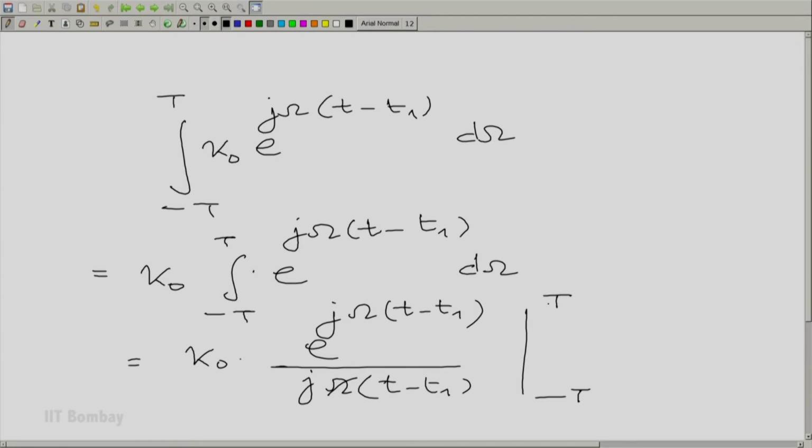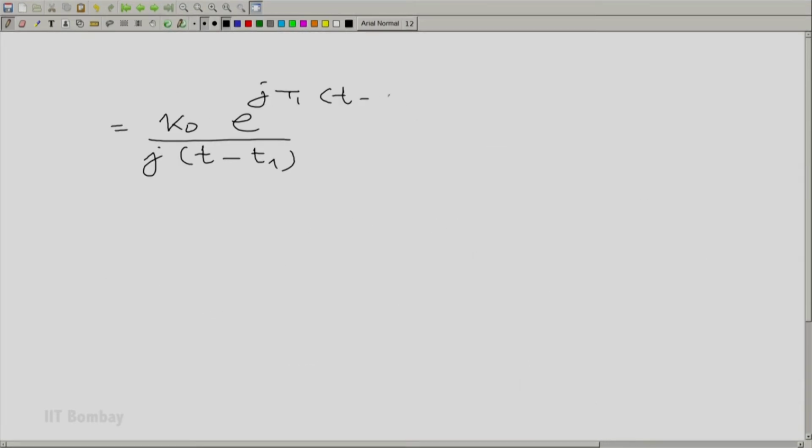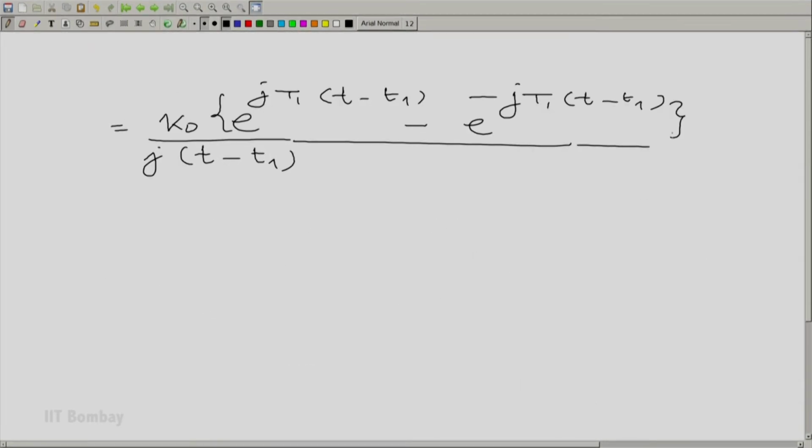Now, of course, here capital T is a value of omega. So, perhaps we could change the symbol if you like. Let us call this minus capital T1 to plus capital T1, since T1 and minus T1 are actually values of frequency, angular frequency. That is not at all difficult to evaluate. So, let us substitute that.